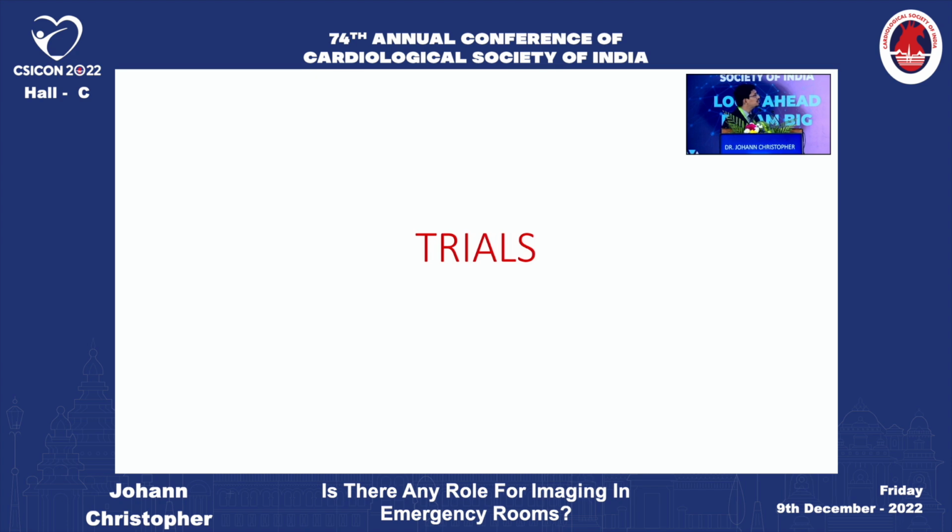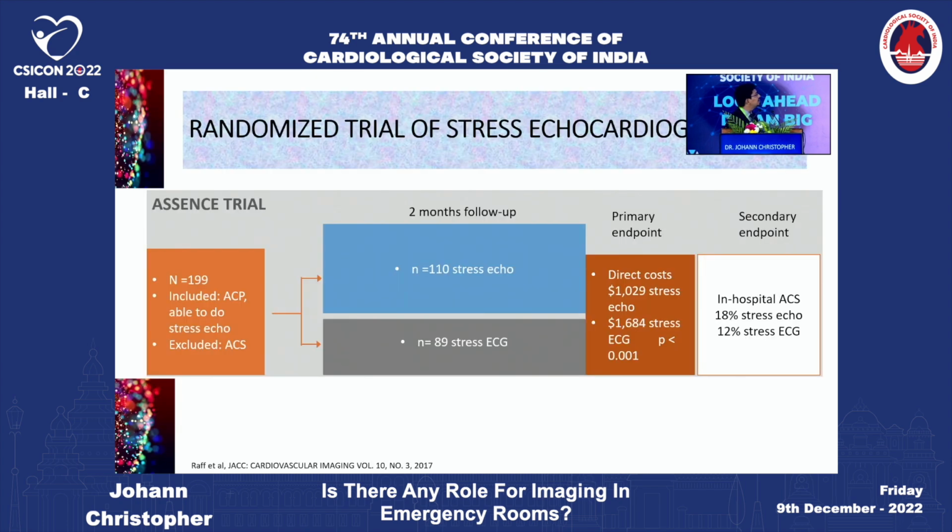So when we come to the trials, I'll just show you some of them. The first one is the echocardiography trial, and this is something that is pan-India. We use it all the time in our ERs. So the ESSENCE trial really looked at two groups of patients who had a kind of chest pain syndrome. So stress echo versus stress ECG.